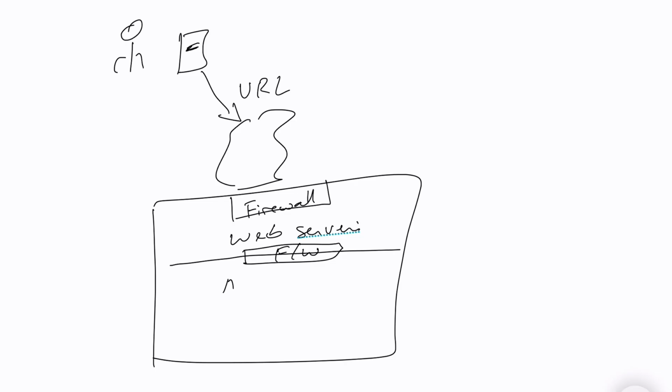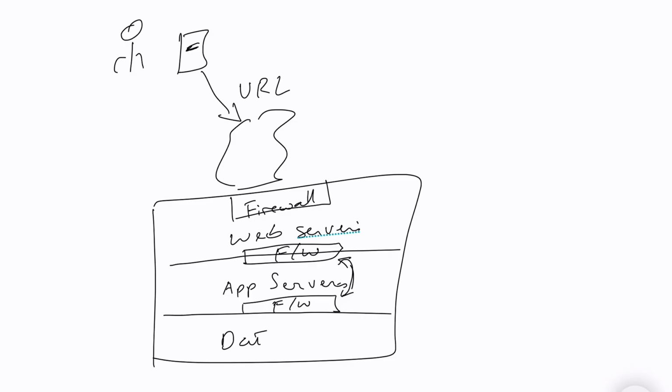Then it will hit some app servers, then again there will be a layer of firewall over here. These two firewalls can be same also. There is a way to architect that, but for now you just imagine that there are two different firewalls. Then you will have a database server or servers.